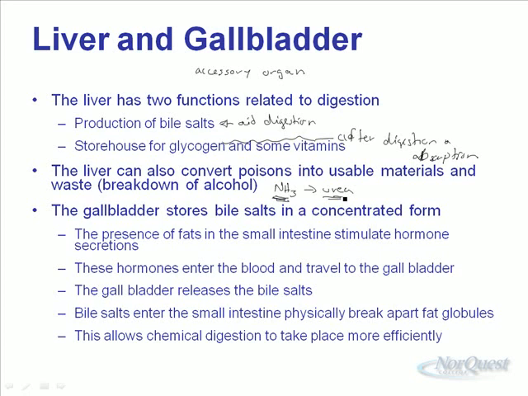The gallbladder stores the bile salts produced by our liver. So our liver produces bile salts, our gallbladder stores them, and in the presence of fats, when fats enter our small intestine, there's a hormone secretion. These hormones enter our blood, travel to our gallbladder, and the gallbladder releases the bile salts. The bile salts enter the small intestine, and they physically break apart fat globules.